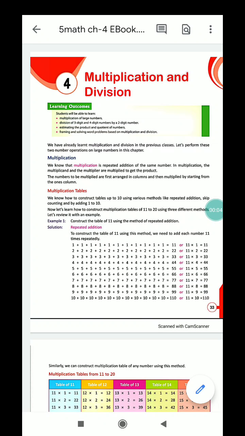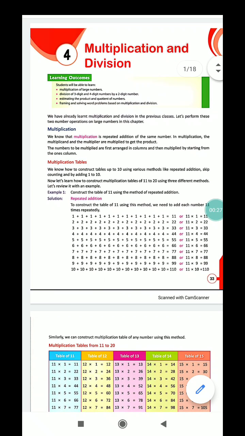We are doing class 5 maths and today we will start chapter number 4, multiplication and division. As we know, we have already learned multiplication and division in the previous classes. So what will we do in this chapter? Here we will do multiplication and division of larger numbers. Previously in class 4 we did multiplication of smaller numbers, but in class 5 we will do multiplication of larger numbers. So what is multiplication?